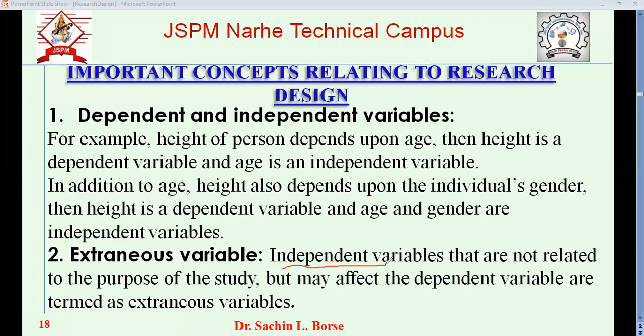So I will again repeat, the independent variables that are not related to the purpose of study but may affect the dependent variable are called extraneous variables.